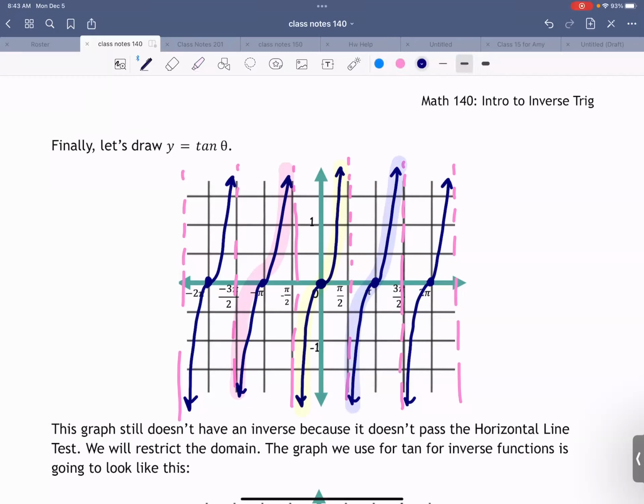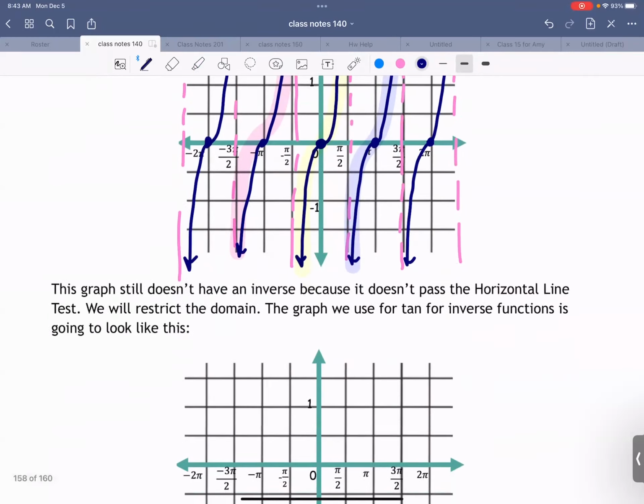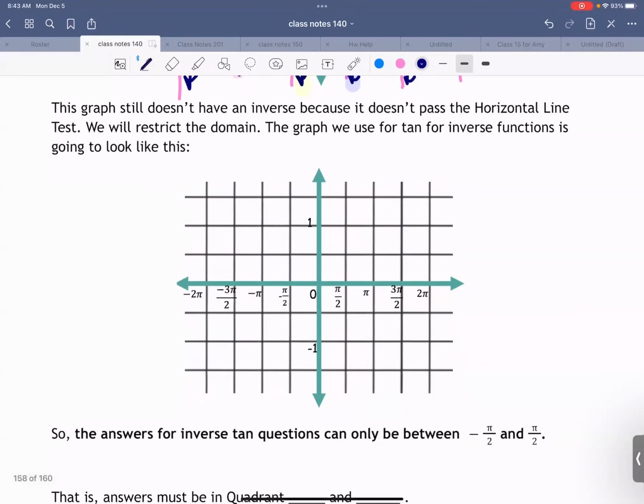Which of the disco men do you think I'm going to keep? Well, 0 is always important, right? So I think I'm just going to keep the middle one, okay? This is what mathematicians kind of do in general. Mathematicians consider the restricted graph of tangent to be just the middle one, okay? So everything between negative pi over 2 and pi over 2, and we just ignore everything else. This is kind of like our graph of tangent that does have an inverse, okay?